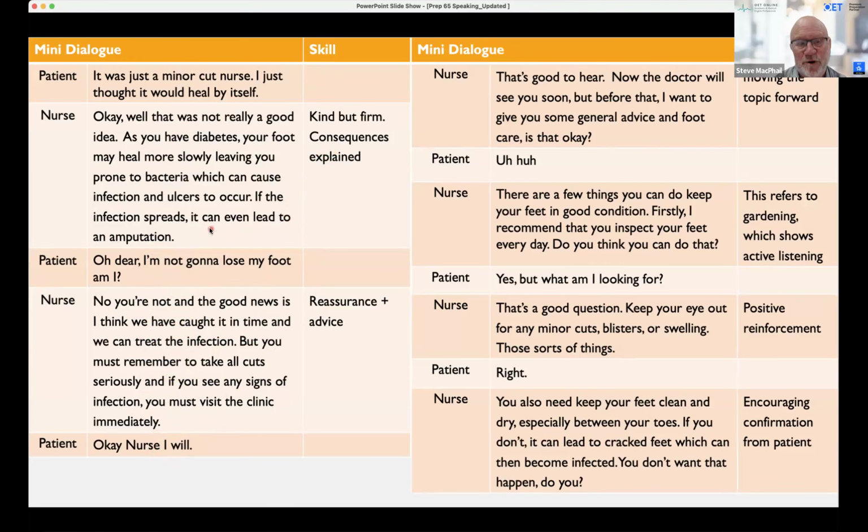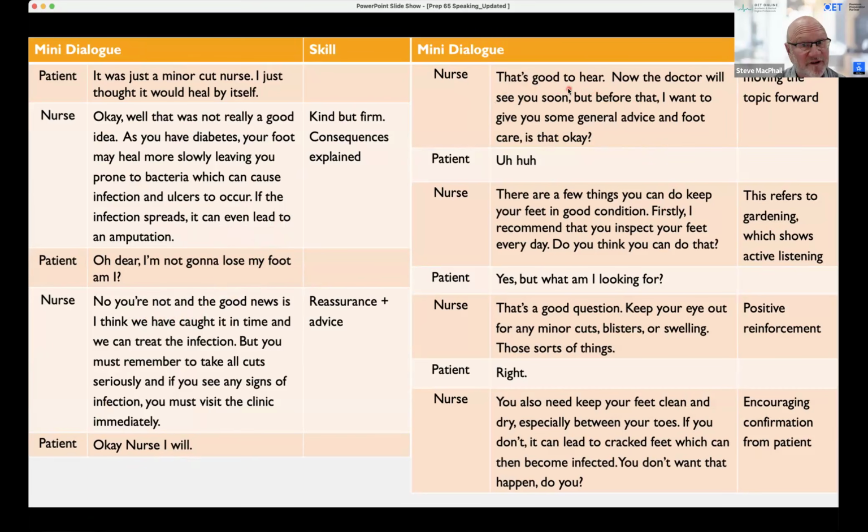We're not saying it will, it can even lead to infection, amputation. It's a possibility. They're not saying you might lose your leg, it's just a possibility. But when the patient asks, you say, no, you're not. Just letting you know these are potential consequences. All right. Now, when the patient says, I will follow your advice, nurse says, that's good to hear.